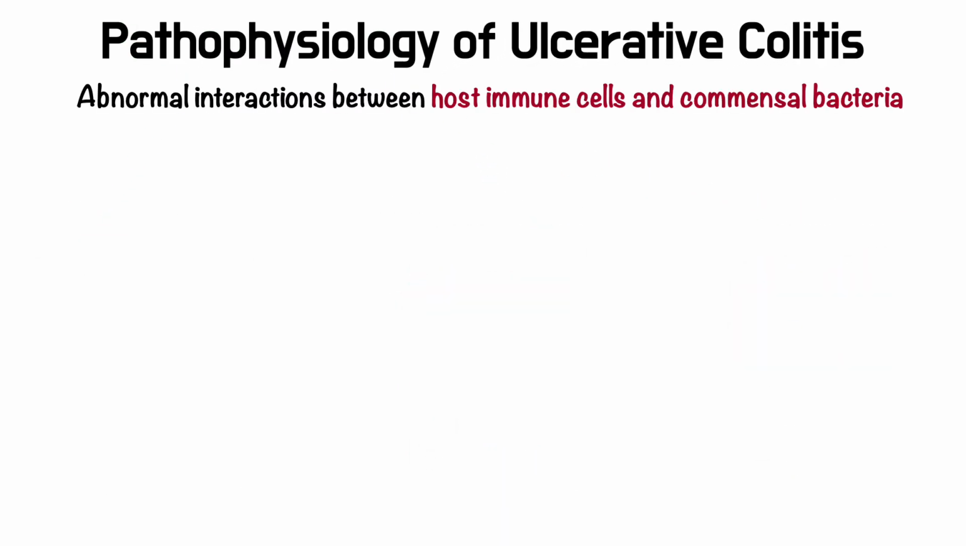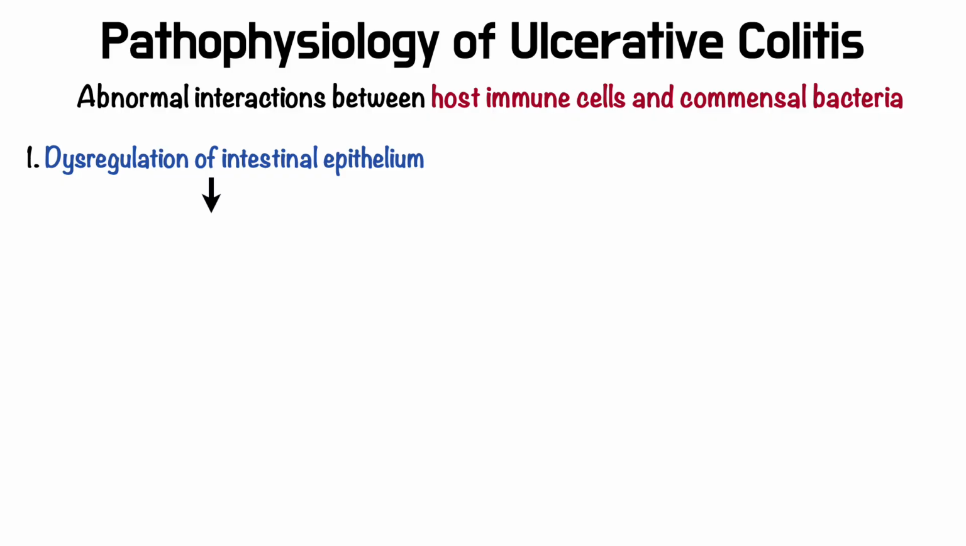Talking about pathophysiology, the development of this disease is due to abnormal interaction between host immune cells and commensal bacteria. There are two different things that happen: one is dysregulation of the intestinal epithelium, and another is dysregulation of the immune system. Let's talk about the intestinal epithelium first.